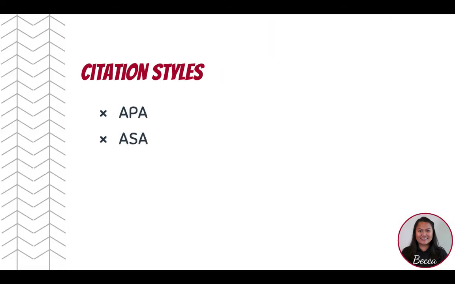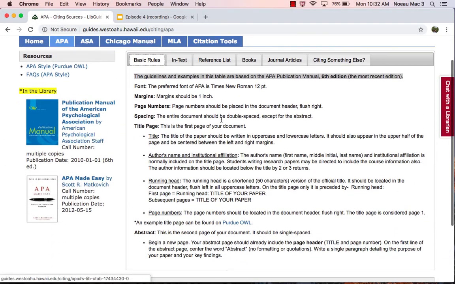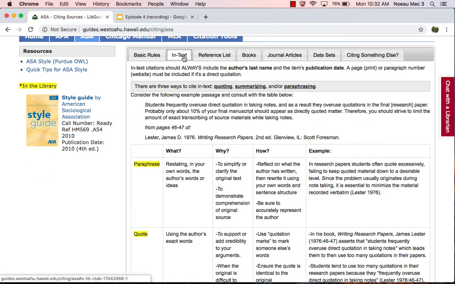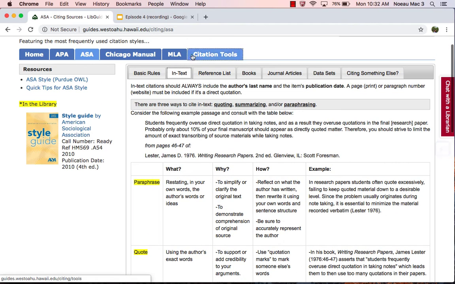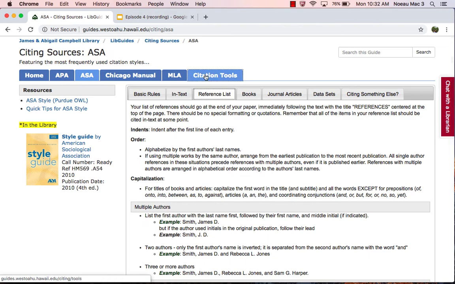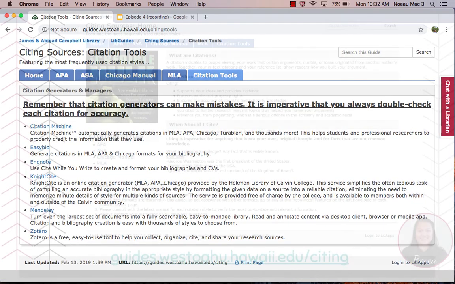APA, ASA, Chicago Manual or CMS, and MLA are the various citation styles that are used in classes with writing assignments at UH West Oahu. If you're learning to tackle a new citation style required for a paper, or you just need a refresher, the library has created a guide providing information on how to cite in those various citation styles. These guides inform you about all parts of the citation style, from formatting to how to provide an in-text citation depending on how many authors there are.